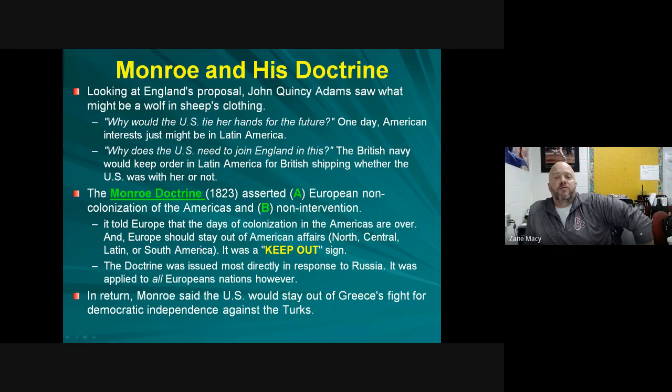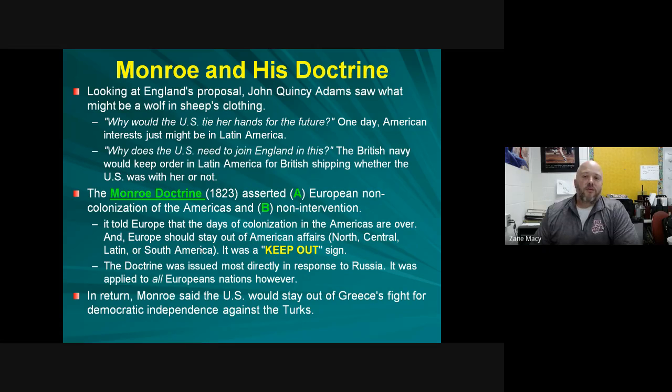He looks at the proposal. The Secretary of State, John Quincy Adams, looks at the proposal as well, and they don't really trust the British here. Why would the United States tie our hands towards future expansion? Why do we need, as a North American nation, England to step in and make this statement with us to the rest of Europe? The British Navy would keep order in Latin America for British shipping, whether the United States was with them or not.